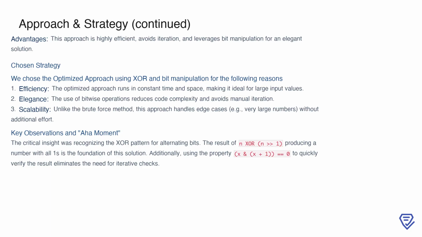The breakthrough insight here is the XOR operation's ability to create a number with all bits set to 1 when the original number has alternating bits. This, combined with the property x and x plus 1 equals 0 to verify the result, forms the foundation of this approach. These observations not only simplify the implementation but also ensure that the solution is robust and efficient.